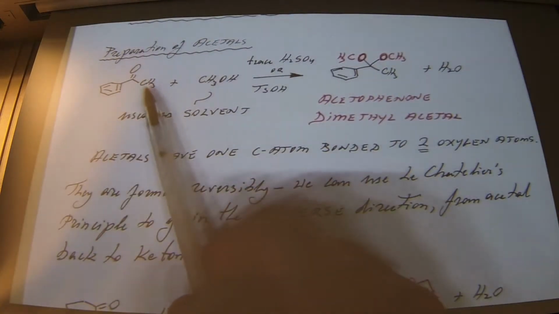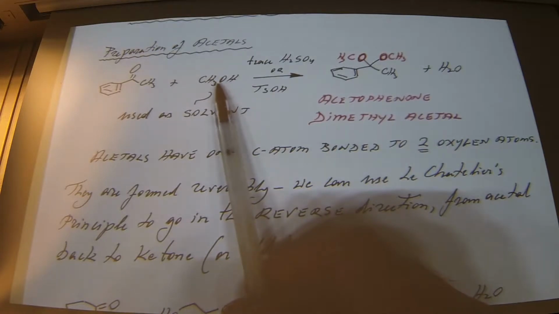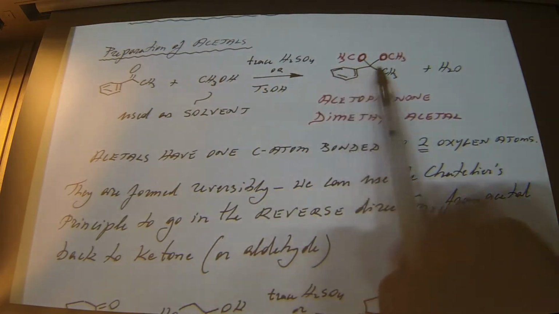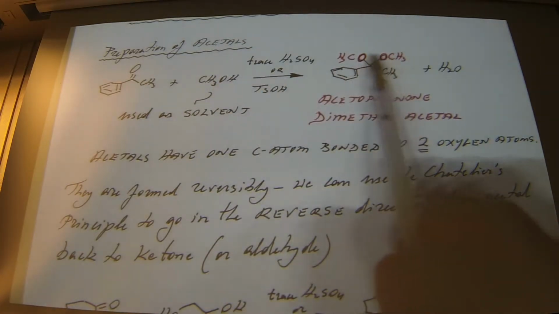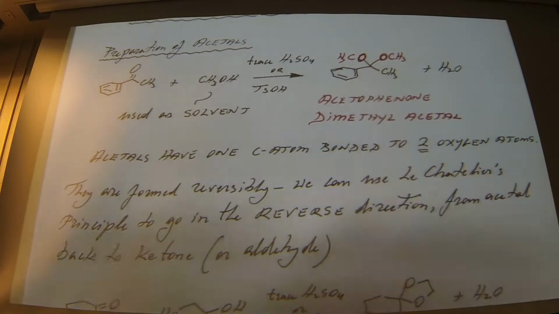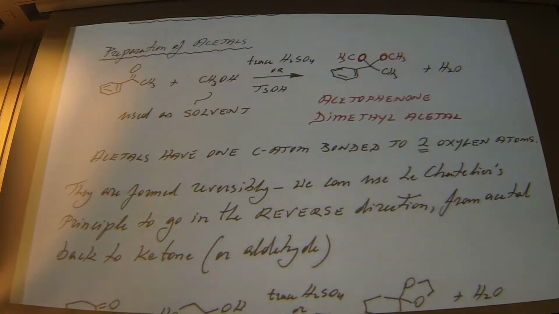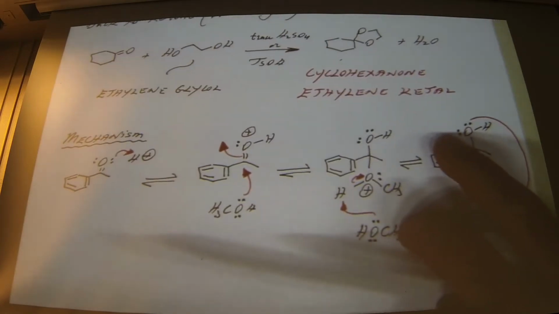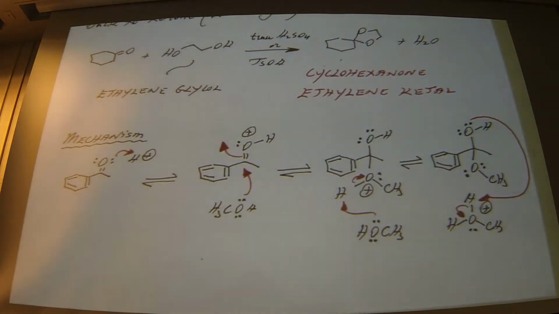If you take a ketone or an aldehyde and a primary alcohol, secondary not so much, but primary, or methanol, and acid, you can form these compounds that are called acetals, where you have two oxygens on what used to be the carbonyl. And the mechanism here is exactly the same as ever. Okay, so we're going to go through this mechanism until you're sick of it.